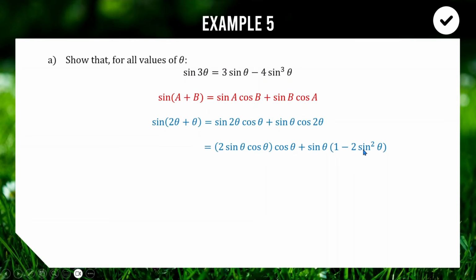Okay, now let's expand some stuff out and see where to go from there. When I expand out the first part, I'm going to get 2 sine theta and then cos theta squared because there's 2 of them. On the end, I'm going to get sine theta times 1, and I'm going to get minus sine squared times sine, which is sine cubed, and it's got a 2 in front of it. That was a really bad way of explaining that, but I feel like you get what I'm going for.